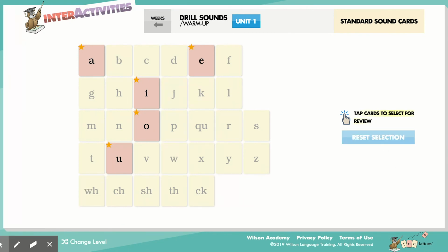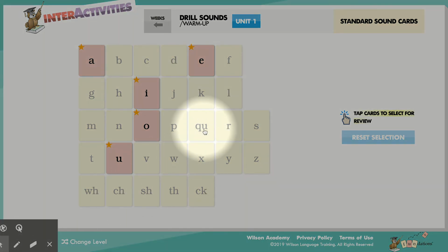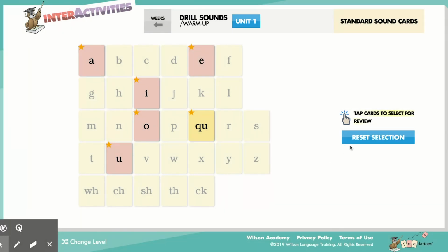Now find the card that makes the Qu sound. It's our buddy letter QU. You did it. This was our Fundations lesson for the day.